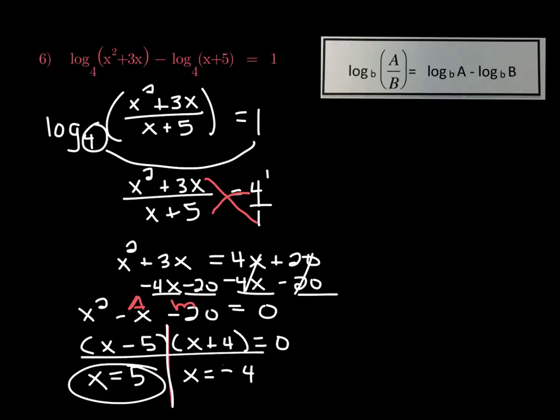Okay, so let's substitute the negative 4 in. Negative 4 squared is positive 16. And 3 times negative 4 is negative 12. And 16 minus 12 is positive 4. So when we plug this in, it creates a positive. Okay, so now let's take the negative 4 and plug it in here. So negative 4 plus 5 is positive 1. So we can circle that as well. Both values create positive logs.